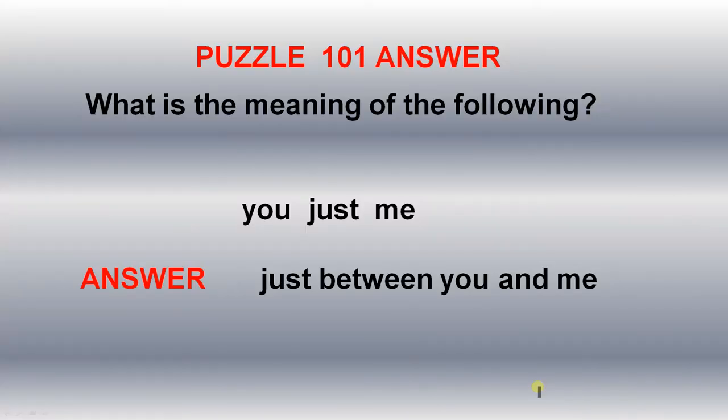What is the meaning of the following? This is the answer to the puzzle. Just between you and me, I think you can see that quite easily.